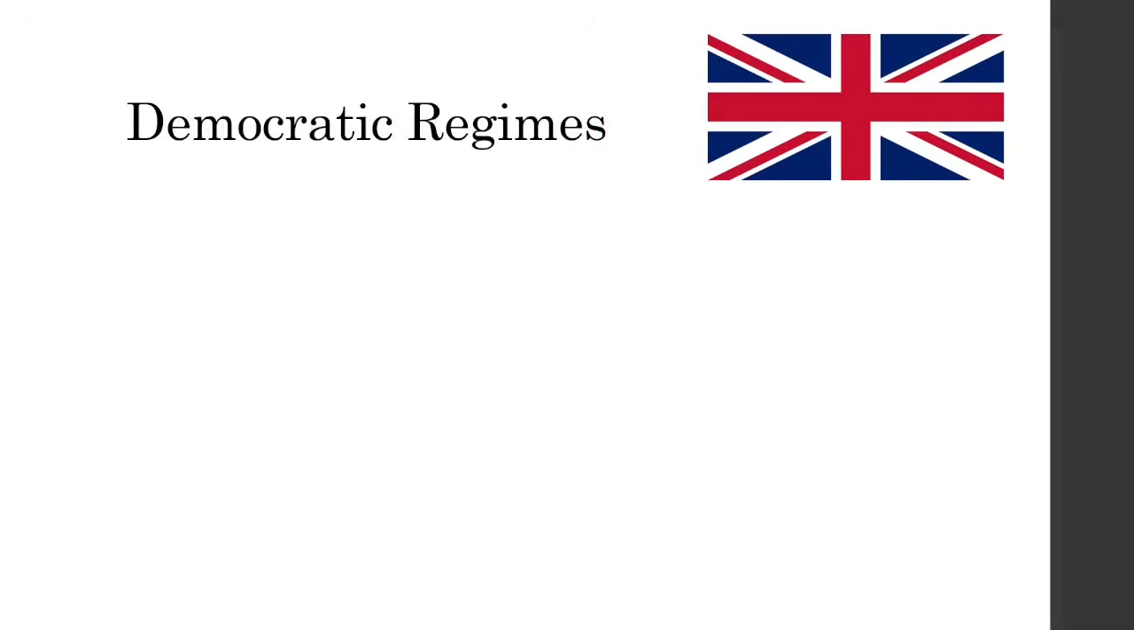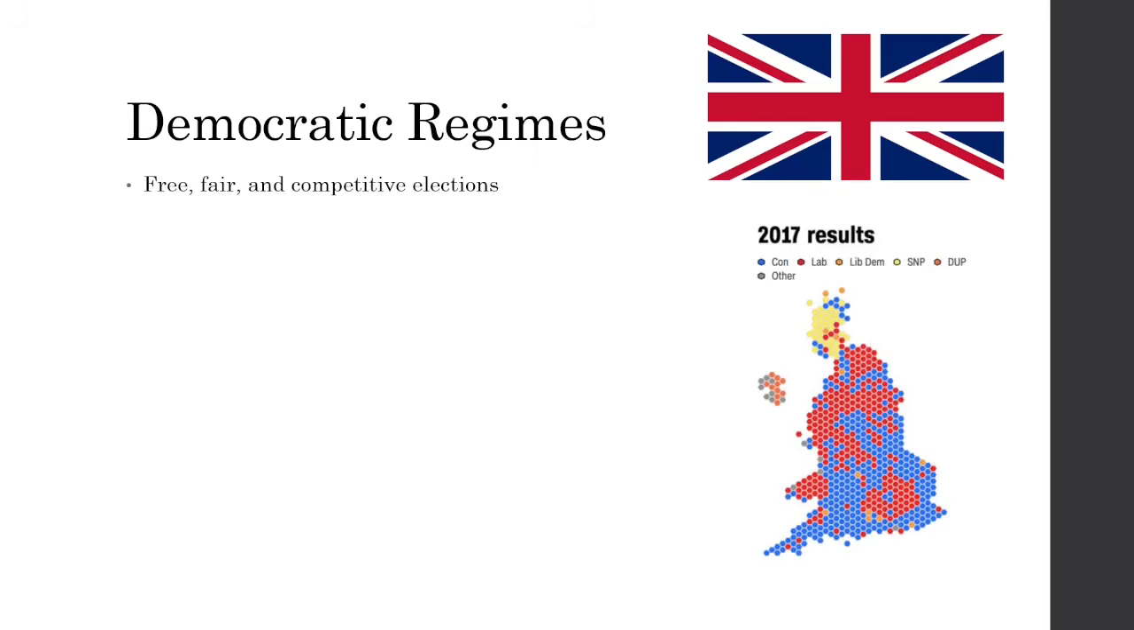All right, so now we're going to be looking at different types of regimes. So we're going to look at democratic regimes first. And I have the flag of the United Kingdom here. And that kind of signifies that the United Kingdom is a democratic regime. Who'd have thought? So democratic regimes are particularly known for their free, fair, and competitive elections.